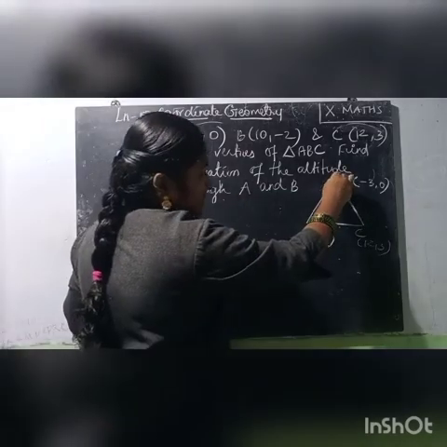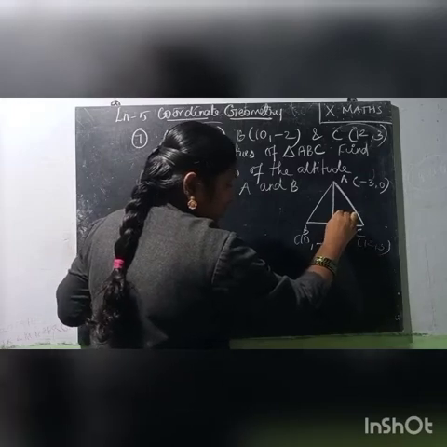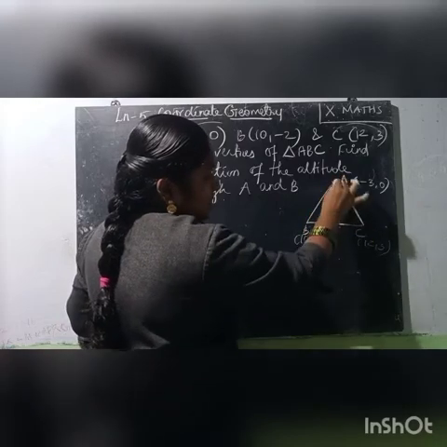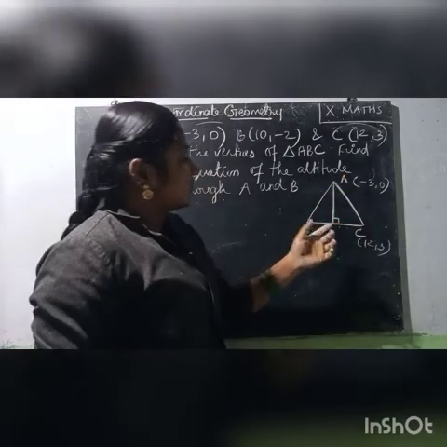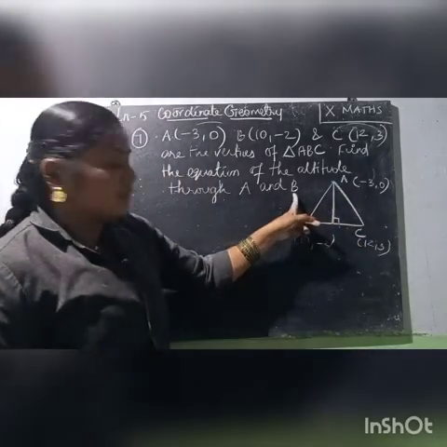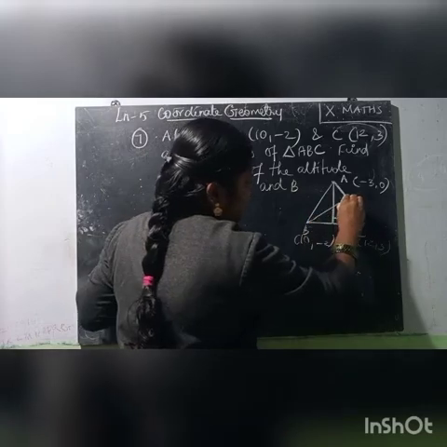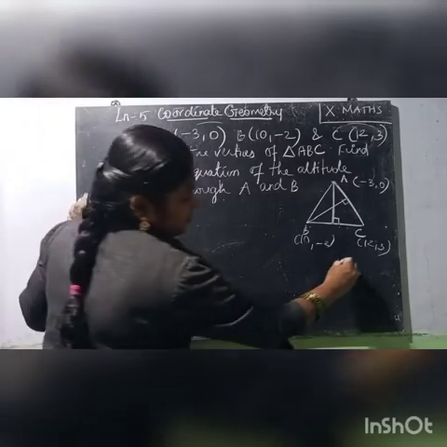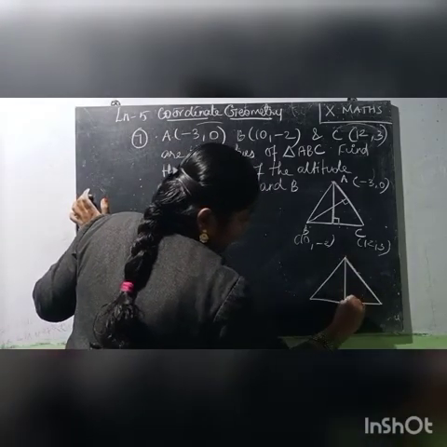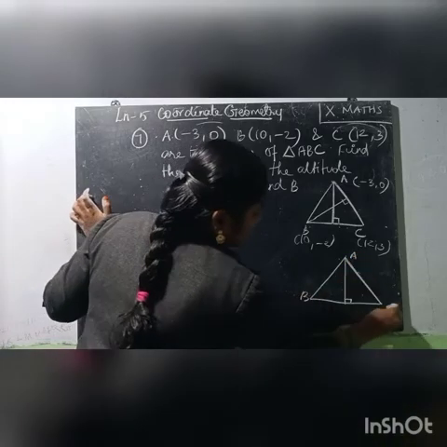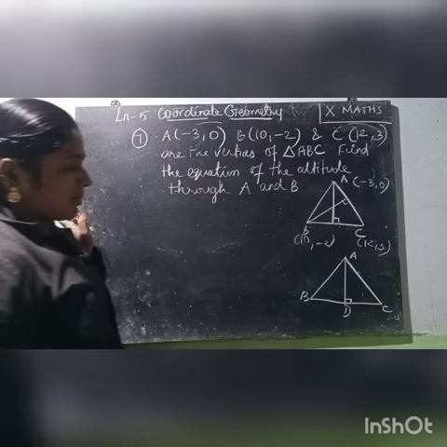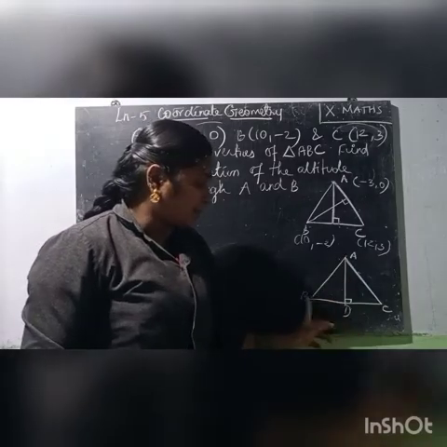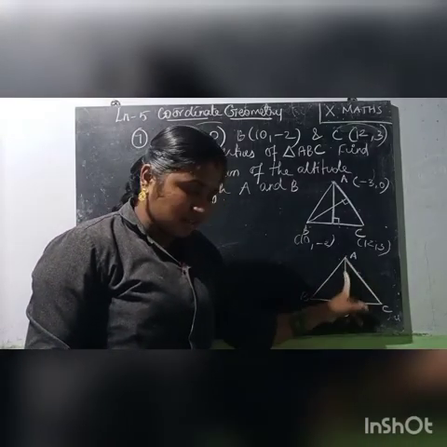So first through A, this is the first altitude. An altitude always intersects the opposite side at 90 degrees. So the side opposite A is BC, and it will intersect at 90 degrees. So through A, this is the altitude. Then through B, this is the altitude, and it will be perpendicular to side AC. Through A only we are going to find out. So A, B, C, let me mark here D. Now AD is perpendicular to BC. We are going to find out the AD equation.